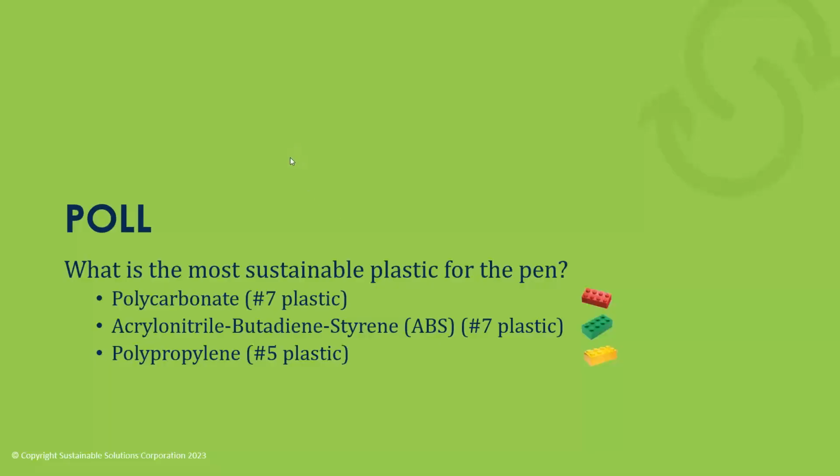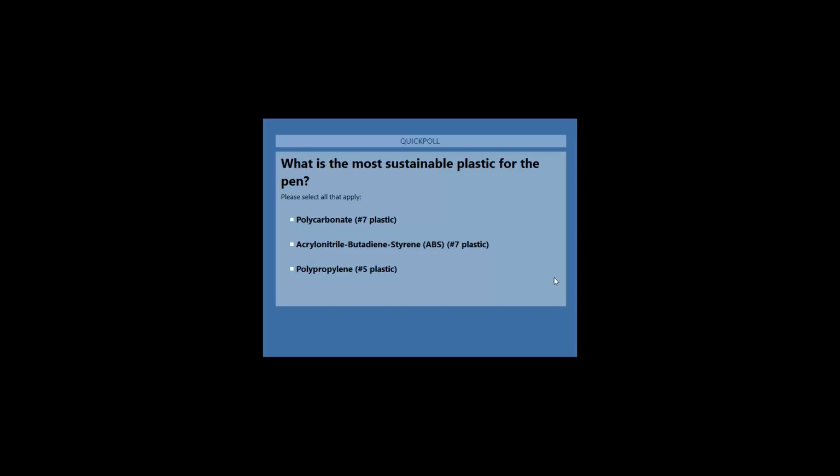So I'm going to give you a minute if we can launch that poll. I want you to think about, what do you think is the most sustainable plastic from an embodied carbon perspective that we could pick, and what color Lego would be associated with that? If you were assembling the Legos here, you'd be picking the Legos. And remember, polycarbonate, that's a number 7 plastic. ABS is a number 7. Polypropylene is a number 5. So if you were going to pick one, what color Lego would you assign here? What would be your choice?